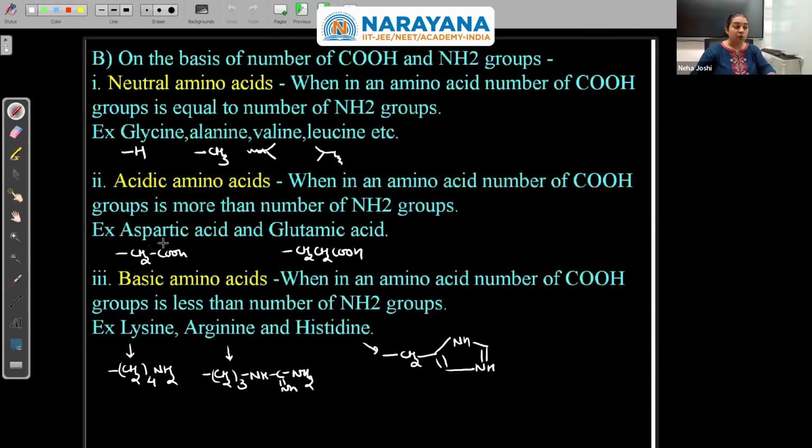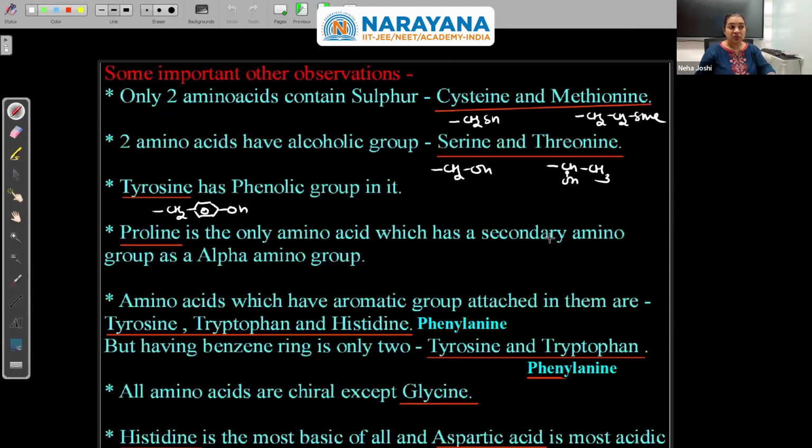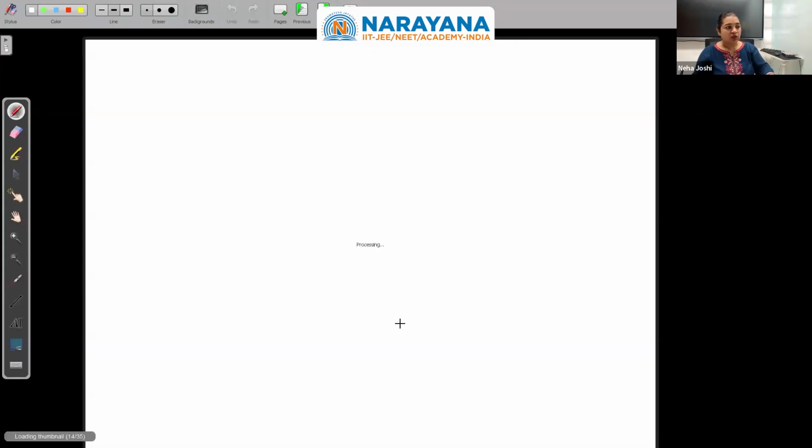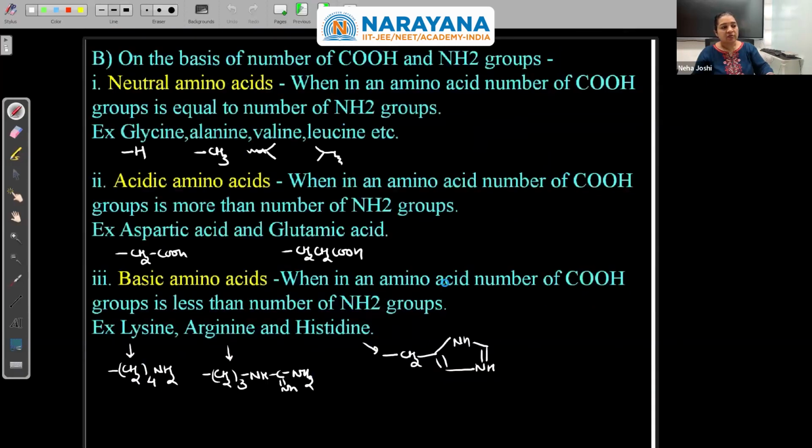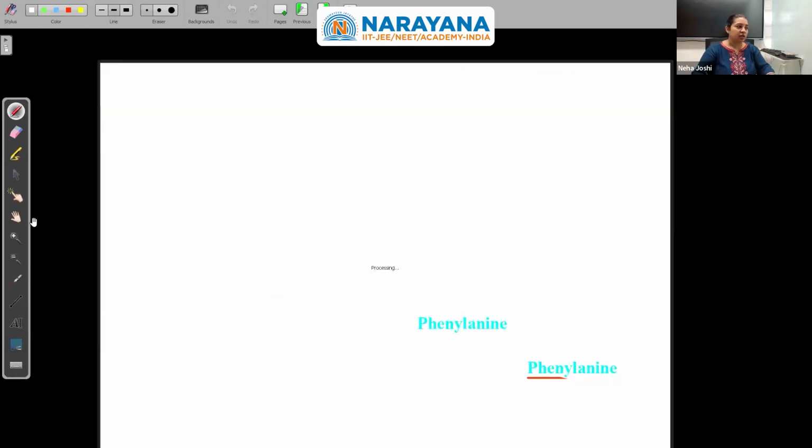Proline is the only amino acid which has a secondary amino group. Yes, I have told you that here we are writing not just NH, it was a secondary part. Let me check this structure also. See COOH, carbon, and then directly this 5-member ring, NH is there.